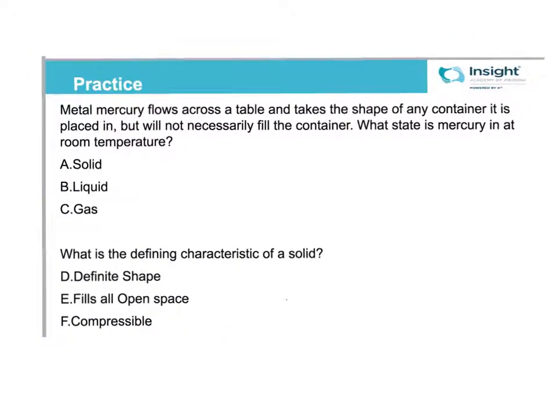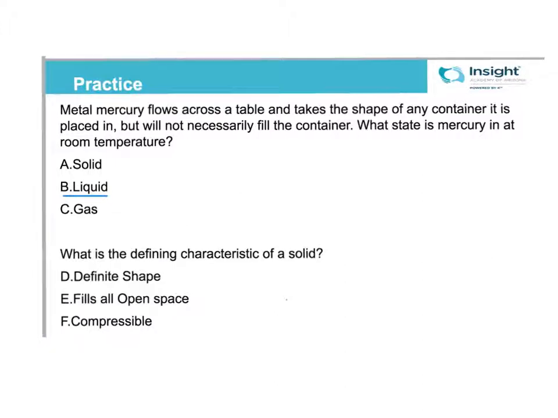Metal mercury flows across a table and takes the shape of any container it is placed in, but will not necessarily fill the container. What state is mercury in at room temperature? Give it a second, see if you can figure out the answer. Pause the video if you need more time. But I'm hoping you are zeroing in on the fact that it does move, it flows, it can change its shape, it can fill a container, but not necessarily all the way, which fits in line with being a liquid.